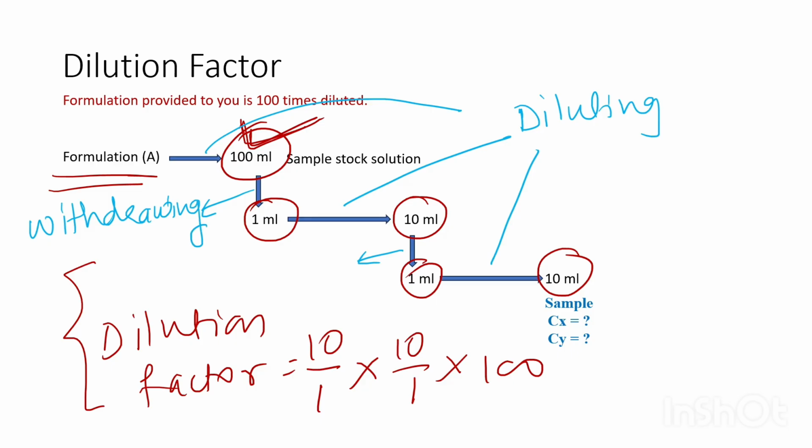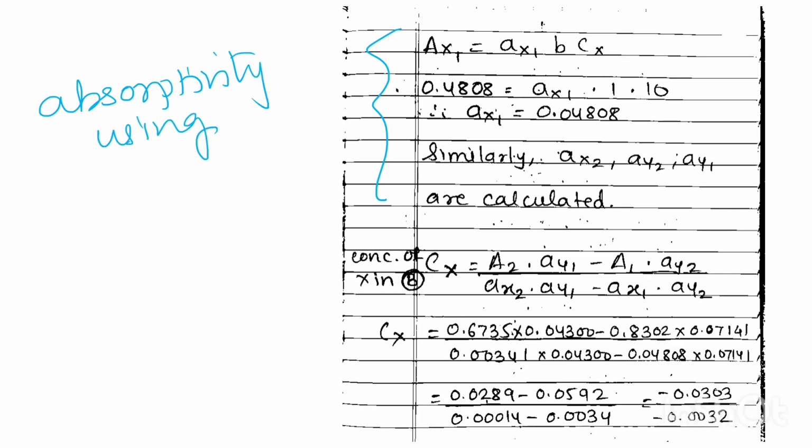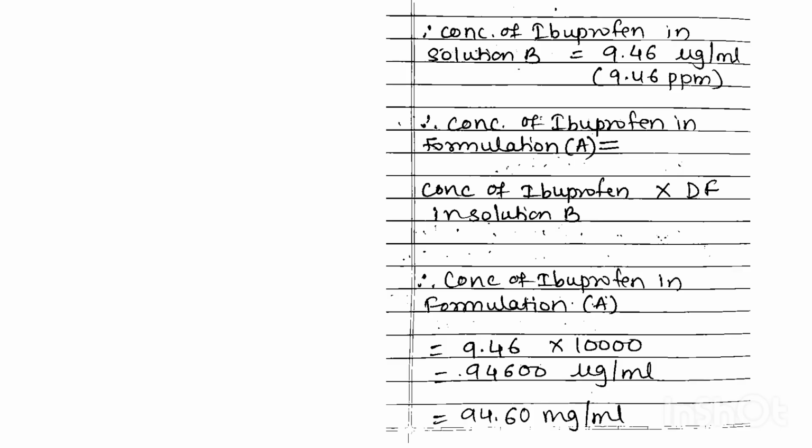Now I have done the calculation. See here, यहाँ पे पहले मैंने बताया है कि एब्जॉर्प्टिविटी कैसे कैलकुलेट की. एब्जॉर्प्टिविटी कहाँ से कैलकुलेट की, यूजिंग स्टैंडर्ड सॉल्यूशन, स्टैंडर्ड X and standard Y. Okay, and then all these values have been just substituted in the formula of Cx. और यहाँ से ये Cx आया.